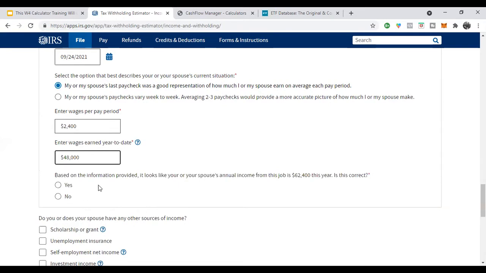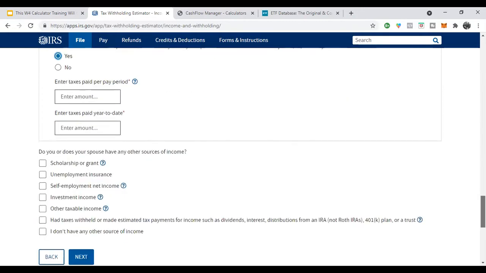And based on the information provided, it looks like your spouse's annual income from this job is 62,400. So change this one right here, babe. Change it to 41. Okay, we'll change it to 41 to make it line up with more like the 55. So yeah, we'll do that. Perfect. So 2,400, 41,000. So about 55,000 is about what she'll earn. Is that correct? Yes. Enter taxes paid per pay period, okay? So for her, $156 is what we got, and year to date, we did 3,000.